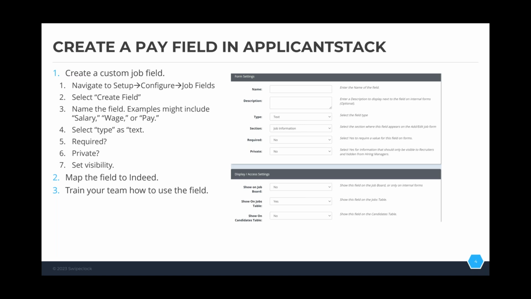Next, we decide how we want to display the pay. Do we want this to show on the job board? Do we want it to show on the jobs table when we go to the jobs tab inside ApplicantStack? Do we want it to list the pay with all the other information that's on that grid? And then lastly, do we want it to show on the candidates table? When we go to the candidates tab, do we want the pay to show on that grid? So those are options that you can set yourself.